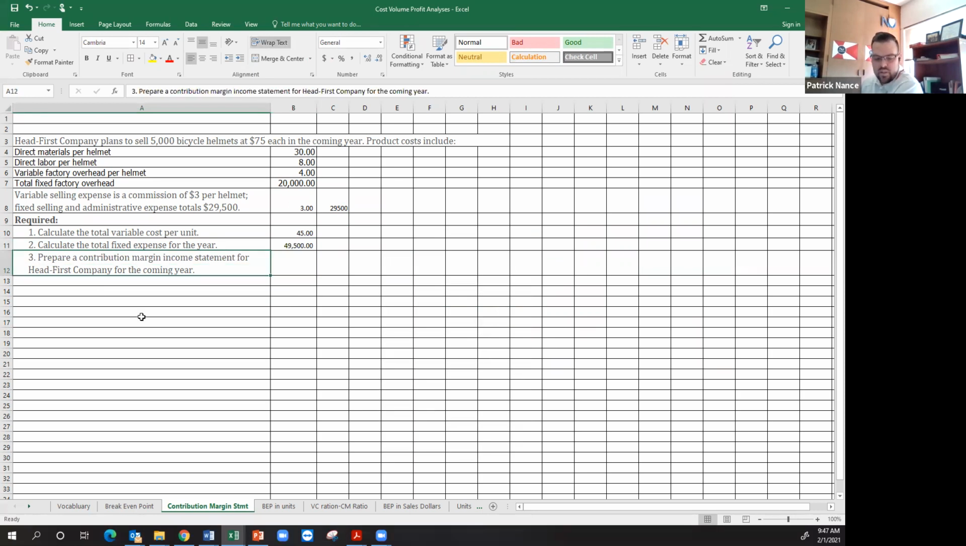The third one says prepare a contribution margin income statement for this Head First Company for the coming year. So like any other income statement, it starts off with my revenues or my sales. So I'll start with that, sales.